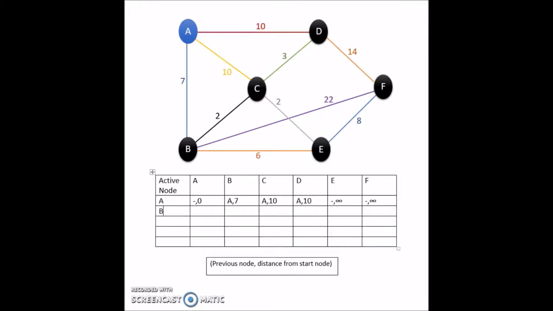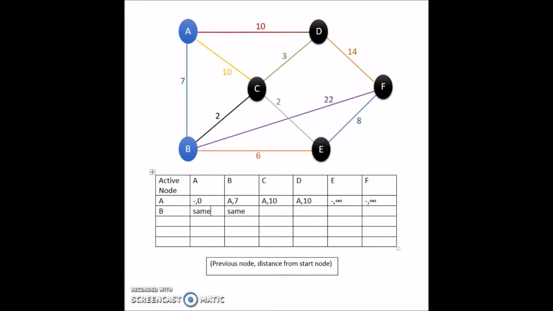Now we move on to B as being our active node. So we'll once again color it blue to show that it's active. Now the shortest distance from A to A is still 0 with no previous node. The shortest distance to B is still 7, so instead we'll just write it's the same. We'll do that for A as well. It's the same as above.